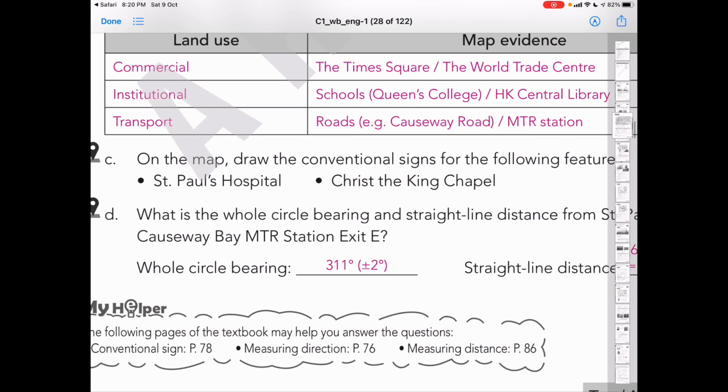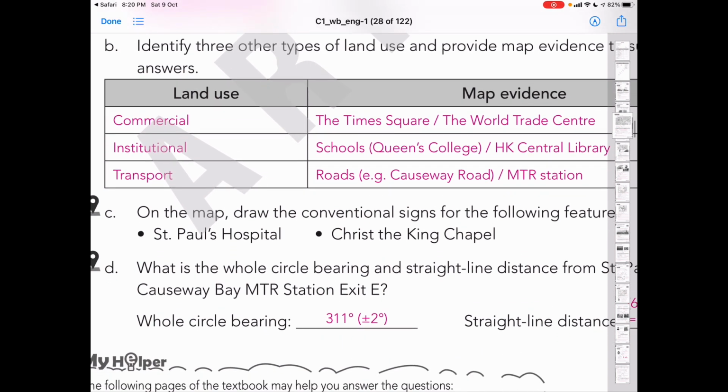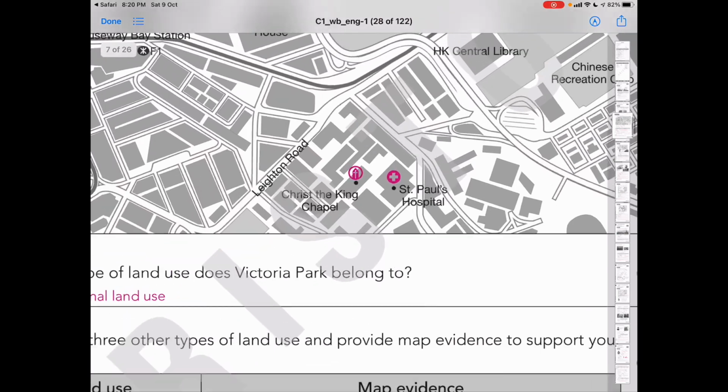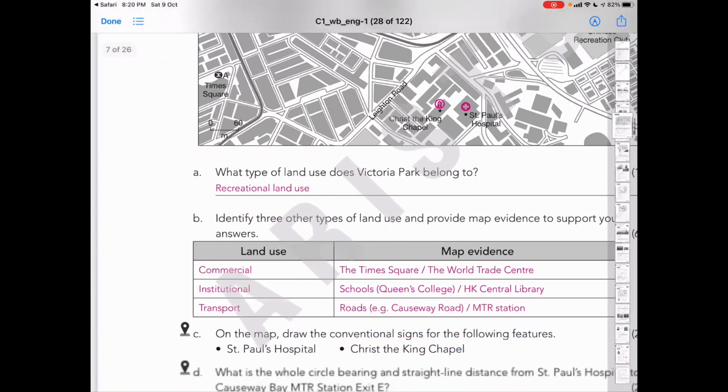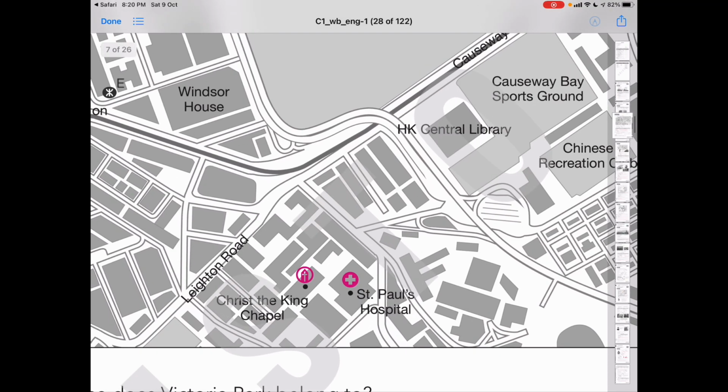And then, what is whole circle bearing? Whole circle bearing is talking about 0 to 360 degrees. So accordingly, from here, it is talking about from St. Paul's Hospital to where? To the MTR station, isn't it? Yes, to the MTR station, so it should be this way. Let's ignore it, but you can see how I'm going to represent it.